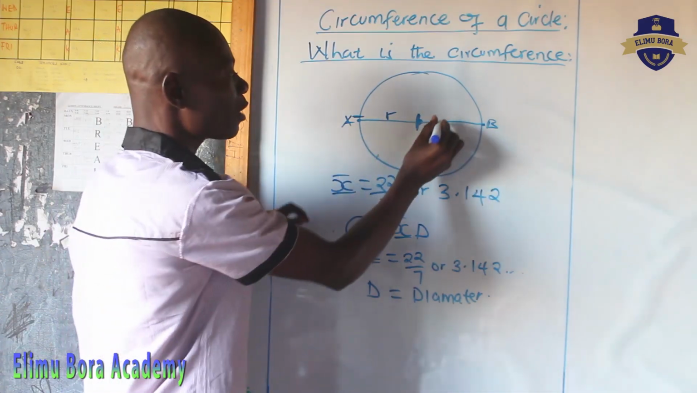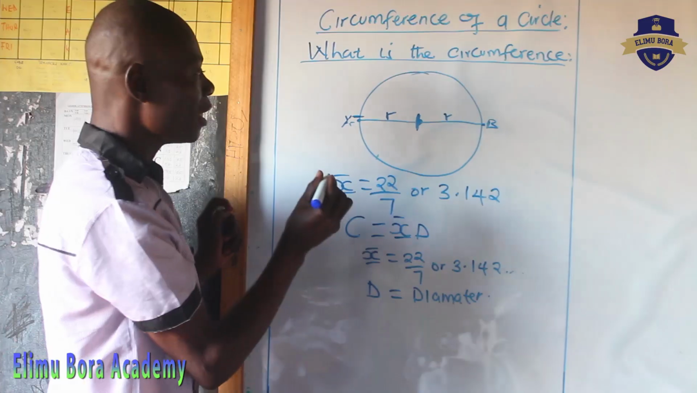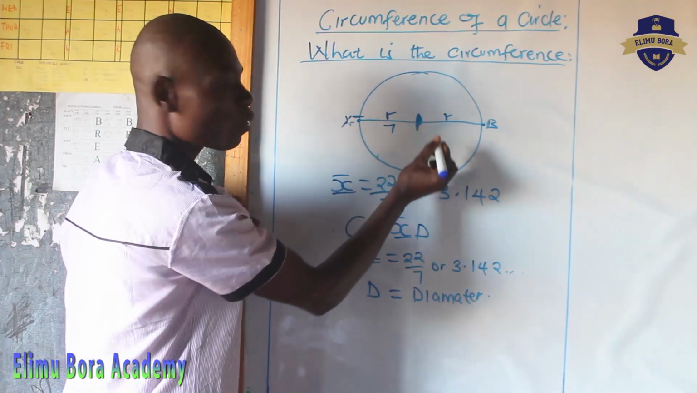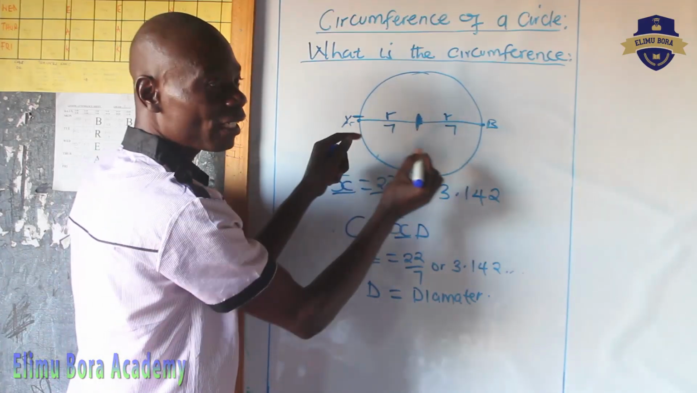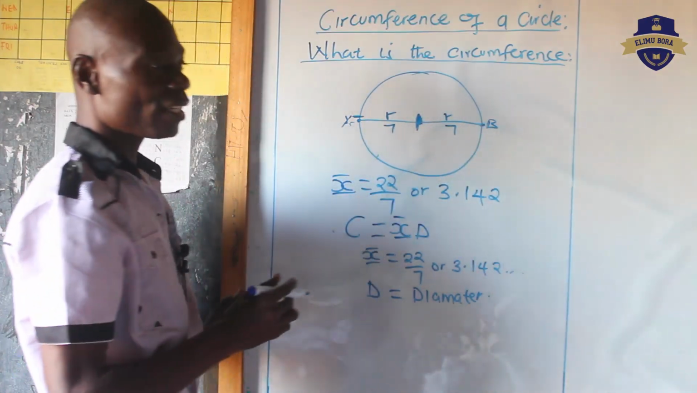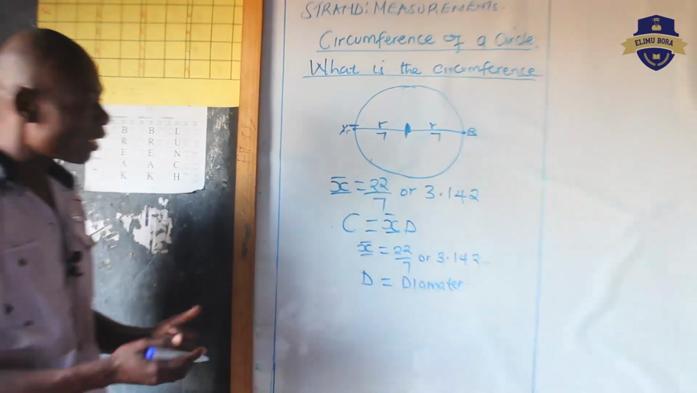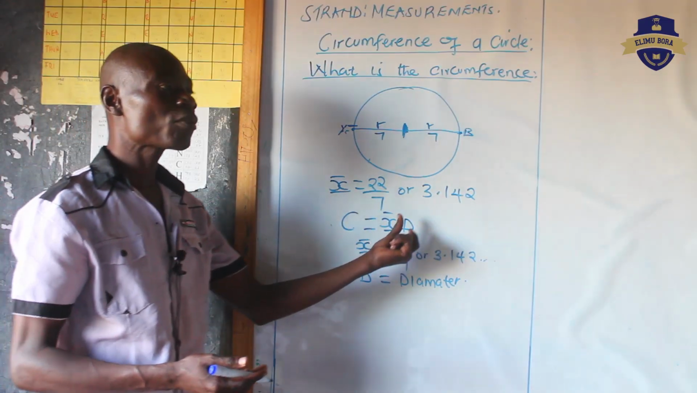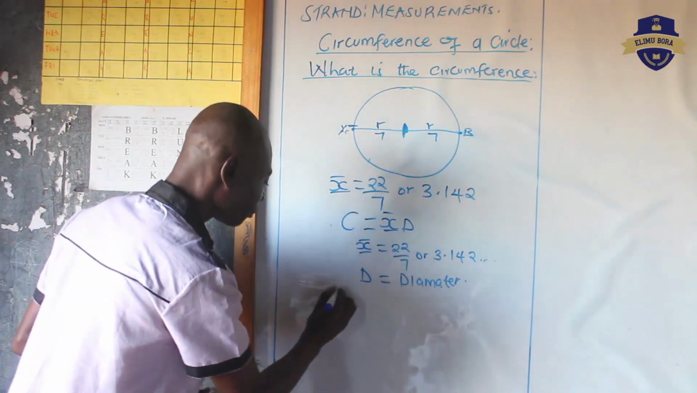And the radii are always the same. From here up to here, and from here up to here, is the same. Meaning, if from here up to the center is 7, automatically this will also be 7. So when you take r plus r, it gives you the diameter. It gives you what, class? It gives you the diameter. So for you to find the circumference is very simple. You are just supposed to take pi times diameter.